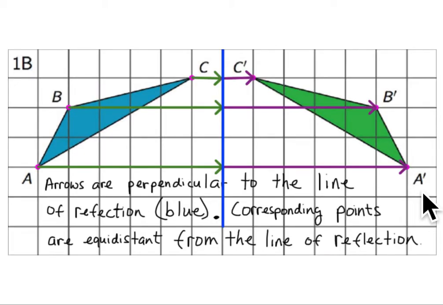So here it is filled in. The arrows are perpendicular to the line of reflection. So the line of reflection is blue. And these arrows form right angles. They are perpendicular to the line of reflection. Corresponding points are equidistant from the line of reflection. So B is an equal distance from this line as is B prime.